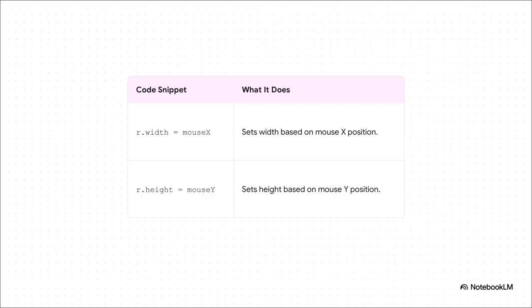Just imagine your mouse is now a resize tool. In this code, we're linking the shape's width to where the mouse is left to right and its height to where it is up and down. The code is super simple, right? But the effect is so powerful. Your program instantly feels more alive.